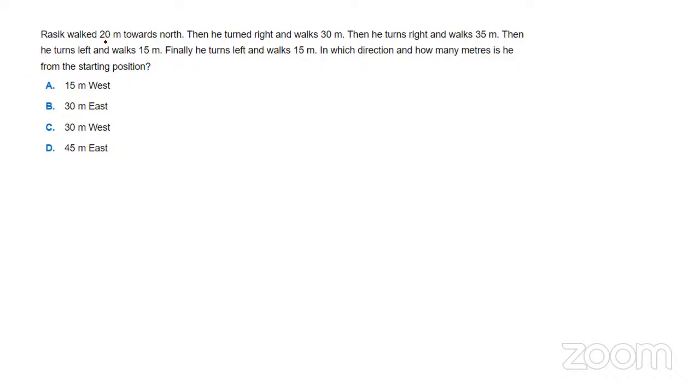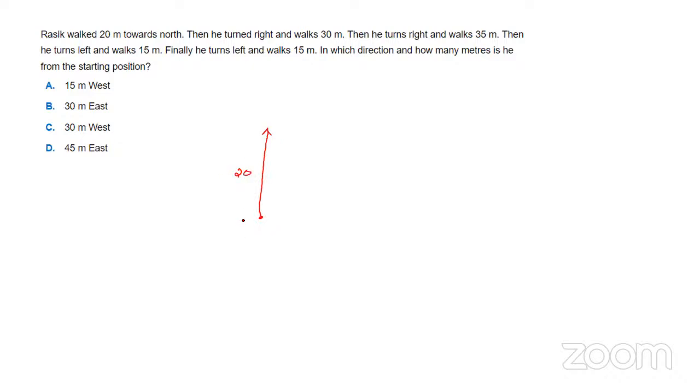Rasik walked 20 meters towards north. Then he turned right and walked 30 meters. So let's say this is the starting point. He walks 20 meters north. So this is towards the north. Let's say this is 20.